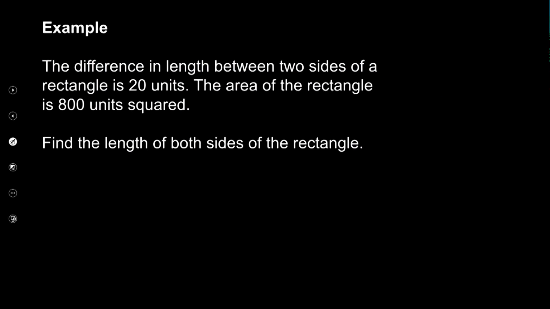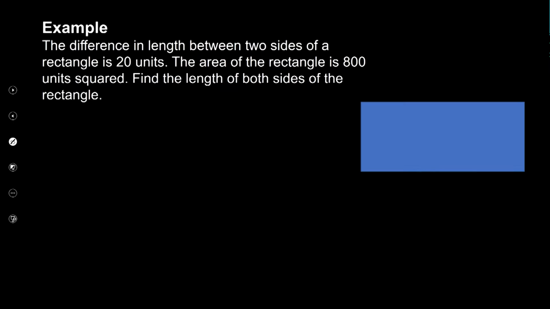Now, also, if they say the difference in length between 2 sides, right? Immediately, it's the difference in length. It means x minus y of a rectangle is 20 units. So this is given to be 20 units. Then the area of this particular rectangle is 800 units squared. So we need to find the length. I will be using x and y most of the time because that's what we are really used to.